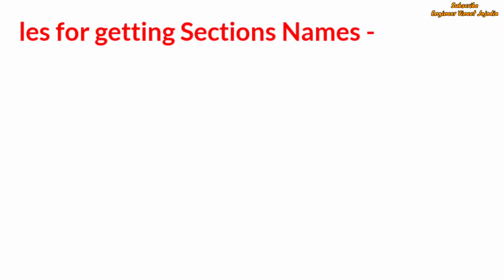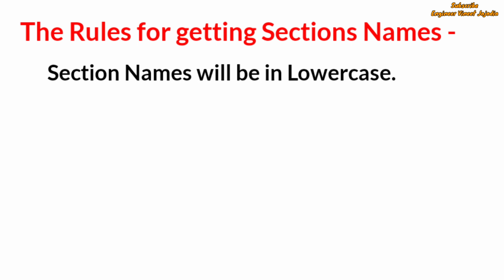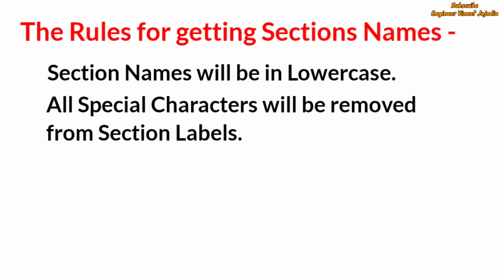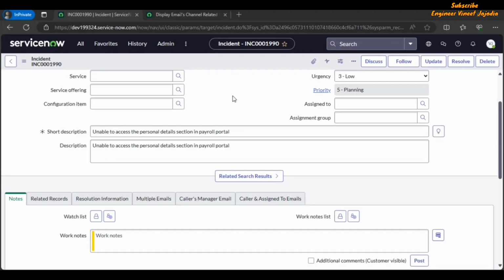Okay, the rules for getting the section names are: section names will be in lowercase. All special characters from section labels will be removed. The first space between the words of the section label will be converted to an underscore, and the remaining spaces will be removed and the words will be joined. So these are the rules for getting the section names, that is the backend name of the section. Let's apply these rules in our demo.